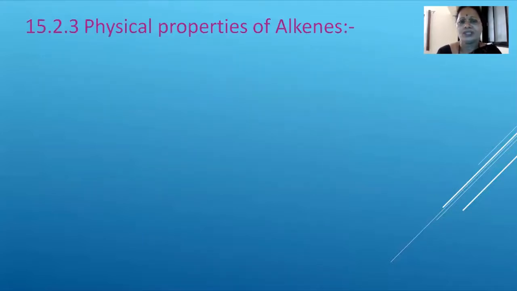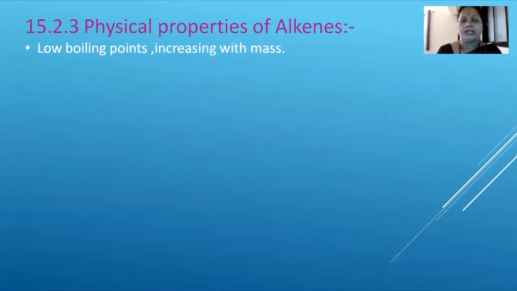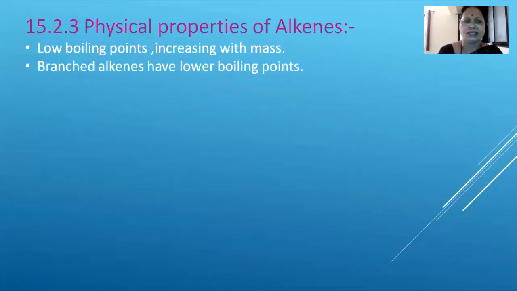Then we are going to study the physical properties of alkenes. In physical properties, the first property is that alkenes have low boiling points, and it increases with mass. With increase in molar mass, the boiling point goes on increasing. Then about straight chain alkenes and branched chain alkenes: branched alkenes have lower boiling points, and straight chain alkenes have higher boiling points.